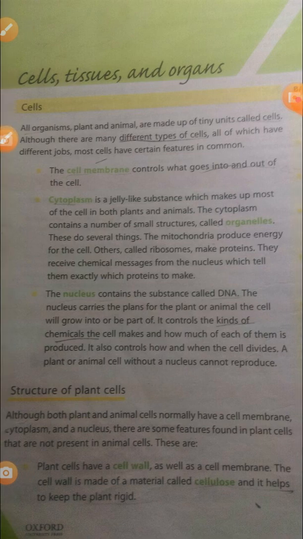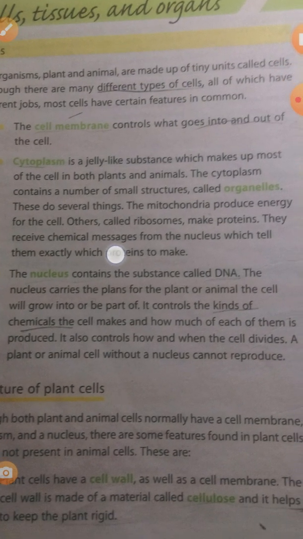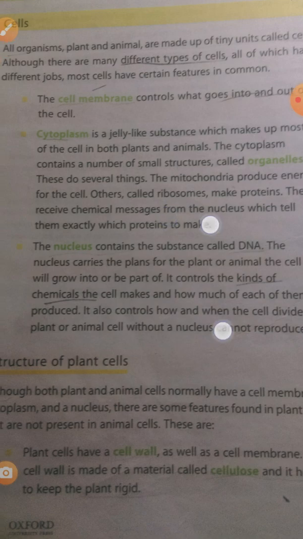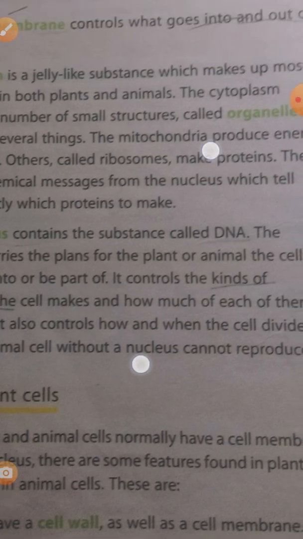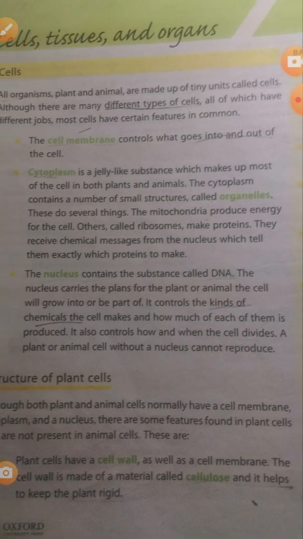Cytoplasm is a jelly-like structure, and the cell membrane controls what goes into and out of the cell. And the nucleus contains the substance called DNA, and it controls all kinds of chemical reactions and controls how and when the cell divides. ये cell की division में most important इसका role होता है nucleus का.